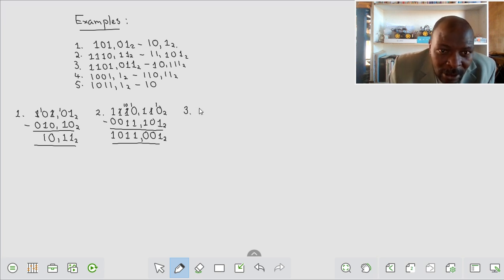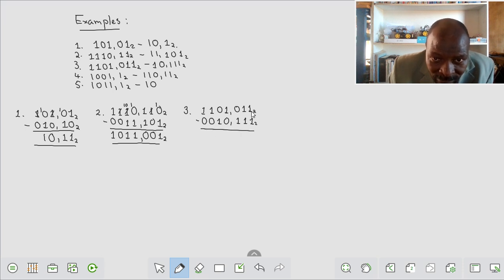Can't be embarrassed forever. 1, 1, 0, 1, comma 0, 1, 1, and this is base 2, and I'm trying to subtract 1, 0, comma 1, 1, 1, base 2. First thing I'll do is balance up my digits. And what do we have now? We have 1 minus 1, 0. I immediately put my 2. 1 minus 1 again, 0.